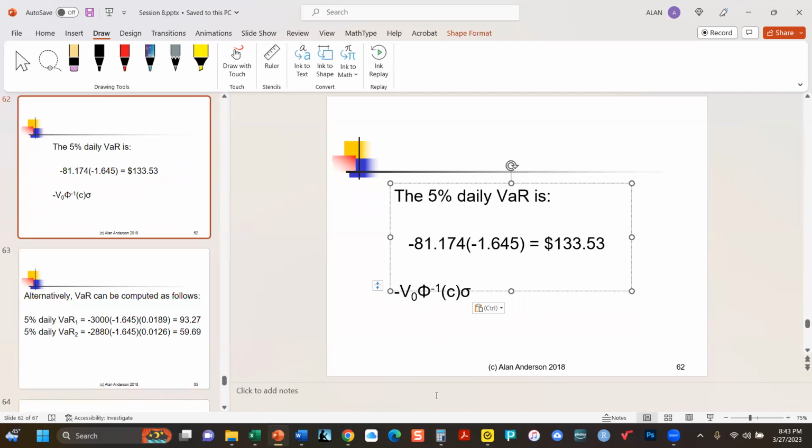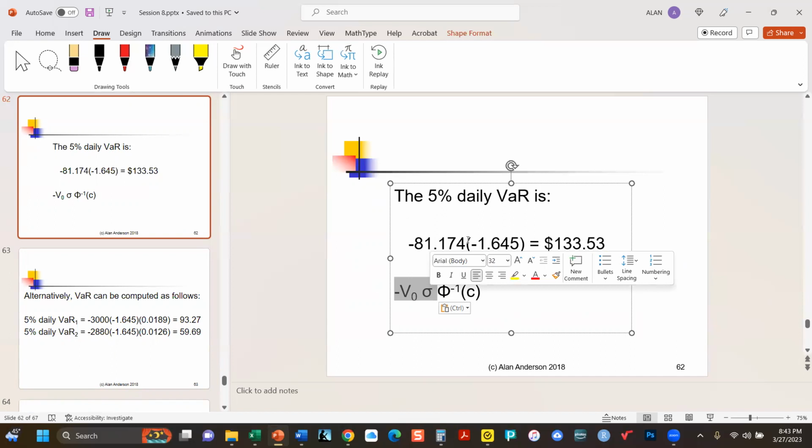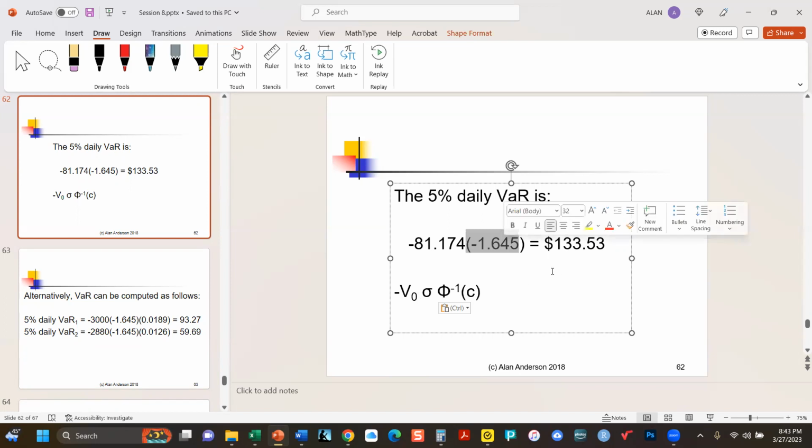So basically what's happening is that this number is, I'm going to actually rearrange this slightly because of the way they've done it here. The negative 81.174 takes the place of the dollar value of the portfolio times the standard deviation, because that's essentially what it is. Then this is the quantile or z-score. And so we're left with 133.53.